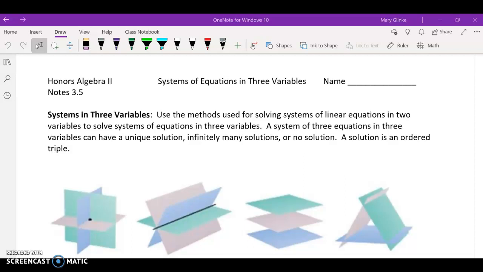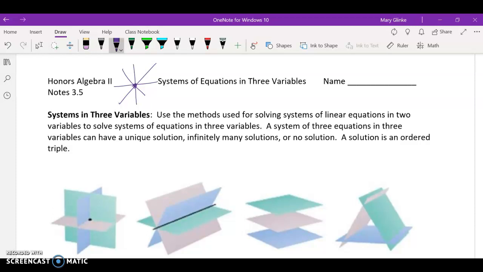Hello. Today we're going to be solving systems of equations, but these equations are going to have three variables. So a system of equations, the solution works because it works in all of those different equations. Visually we're used to seeing just two lines and the intersection of those two lines being the solution that works in both of those equations.